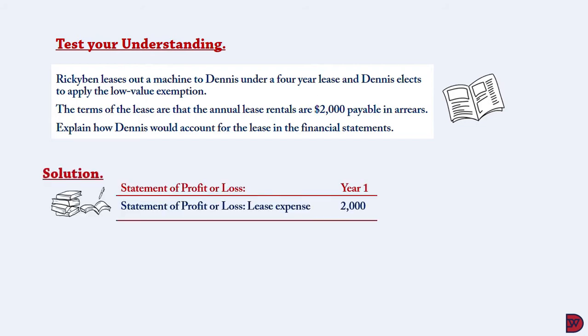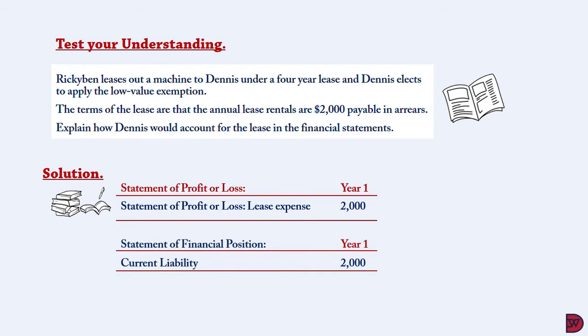So as a solution, on the statement of profit or loss, Dennis will recognize a lease expense for year 1 of $2,000. Now under the statement of financial position for year 1, there will be a current liability of $2,000, which is the lease payment for year 2. It will be due in a year's time. That is why it's under current liabilities. Then under non-current liabilities, it will recognize the lease payments for the remaining 2 years because they are going to be due beyond a year.